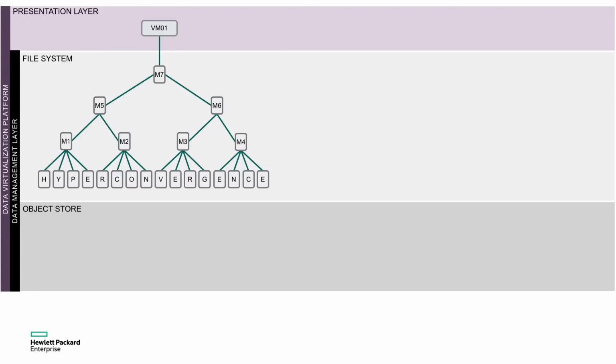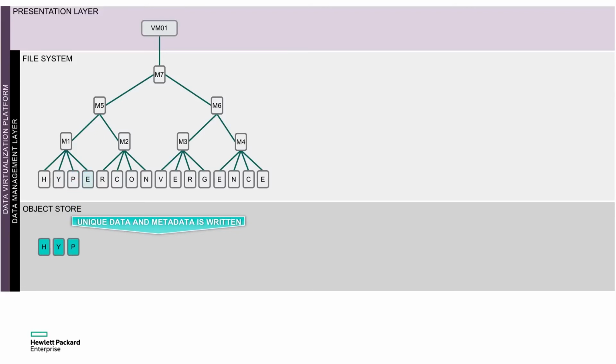In the presentation layer is simply a pointer that connects the vSphere construct of a VMDK to the underlying metadata in the file system. In this example, VM01 contains the data hyperconvergence at the bottom. The other objects in the file system, with M in them, represent the metadata. It's important to note that the file system doesn't actually store the metadata or data. It just interprets the information stored within the metadata. This logical grouping of metadata and data is what we refer to as the data container. Both the metadata and data are actually stored in the object store.